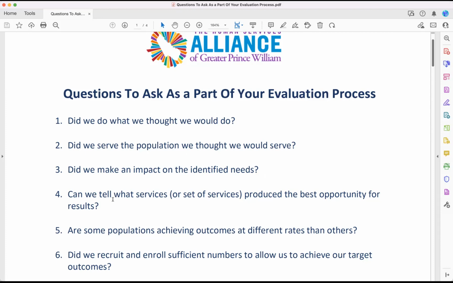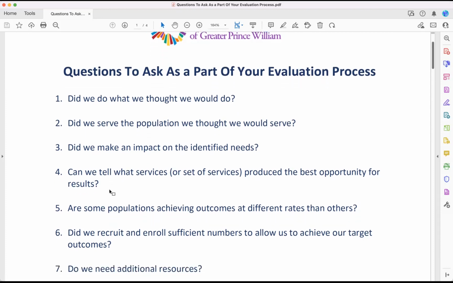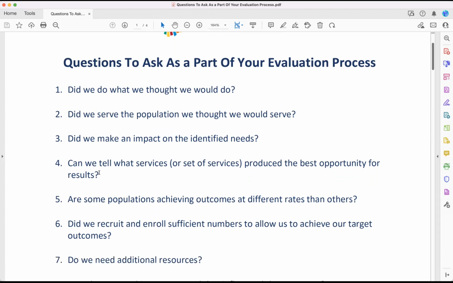Okay, so then something else you want to ask is, can you tell what services or set of services produce the best opportunity for results? So when you're doing your program, you might have a few different things that you are doing as part of your overall service delivery. And it's going to be really important for you to know which of those services and which aspects of those services are being most effective to help get you where you'd like to be. Some are probably going to be a little bit more effective than others. And that can help you to know which of those different services you may need to discard.